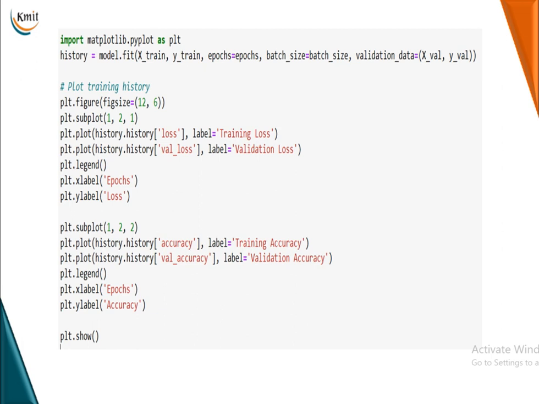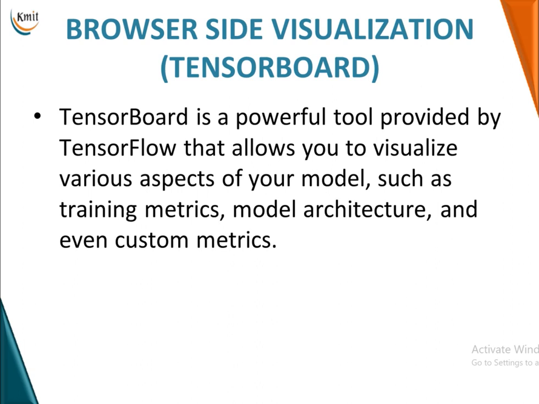If you're good with Matplotlib, you can visualize whenever you want to evaluate a particular model based on any other parameter. Now the second side is browser side visualization, which is TensorBoard. It's a very powerful tool provided by TensorFlow. If you have not got TensorFlow, then you have to install it using pip. You install TensorFlow, and with that you can access TensorBoard. It will help you to visualize various aspects of your model, for example your training metrics, the architecture of your model, and even custom metrics.